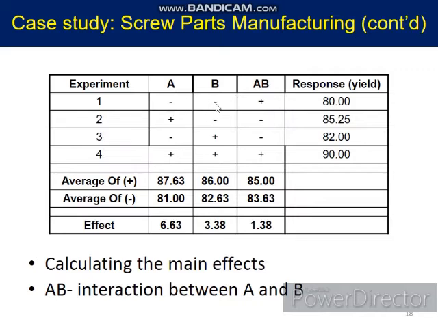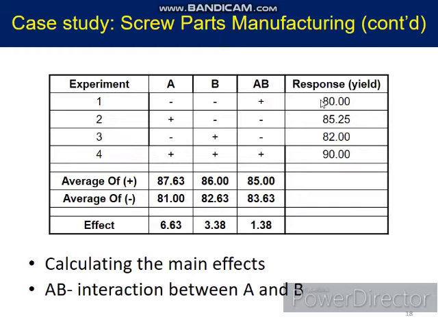So the way this sign is determined is by multiplying A and B, right? So minus times minus equals plus, plus times minus equals minus, and minus times plus equals minus, and plus times plus equals plus. That's how the sign for the AB is determined.